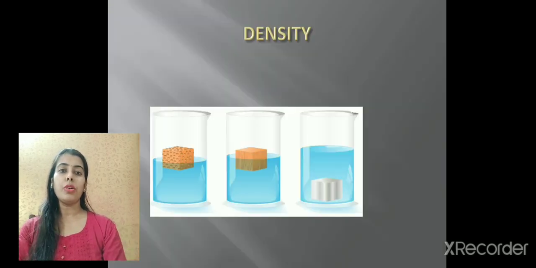So if we put an ice cube in water, it floats because the density of ice is lesser as compared to water. But if I put an iron nail in a glass of water, it sinks because the density of iron nail is higher.